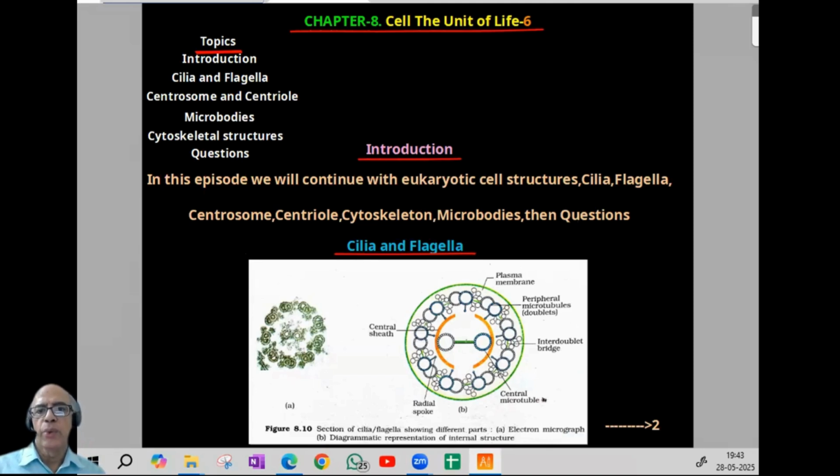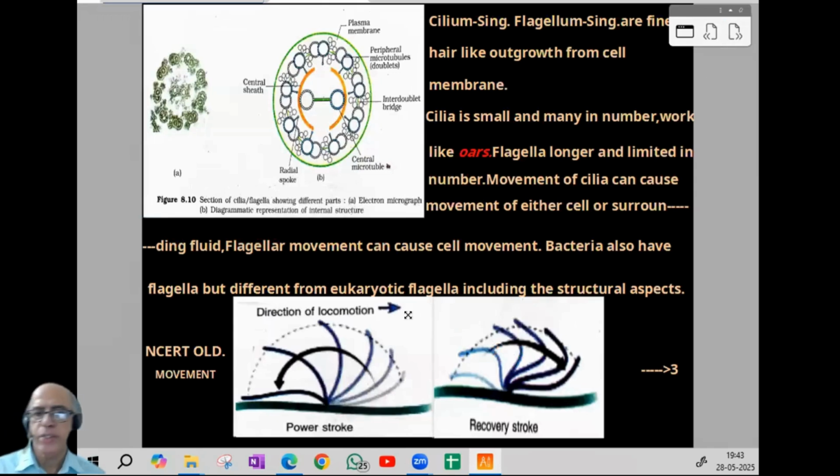So, cell, the unit of life, chapter number 8, introduction, what all we'll be learning. Then cilia and flagella, cilium and flagellum. Then from where it grows, connected with the cell membrane, and the difference between cilia and flagella: cilia move like an oar, and flagella are longer and limited in number. Movement of cilia can cause movement of either the cell or the surrounding fluid. Flagella movement can cause cell movement.